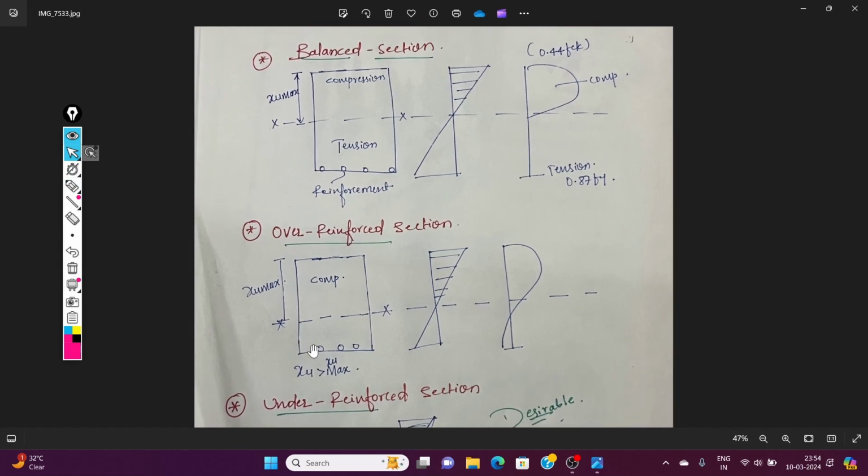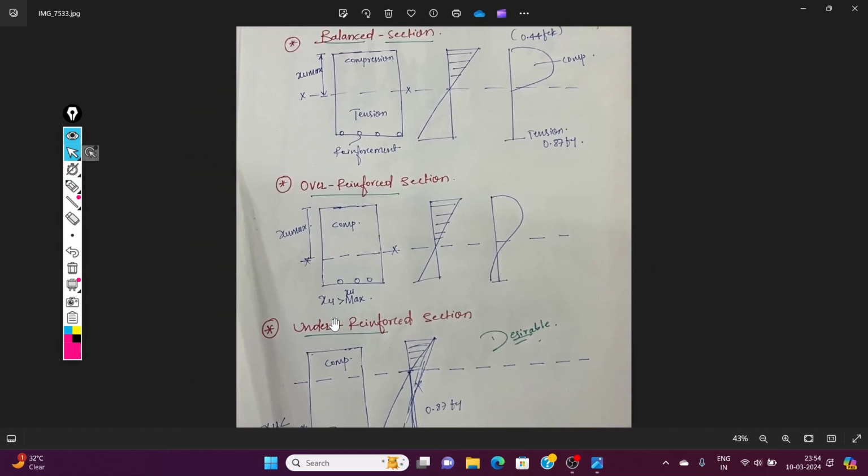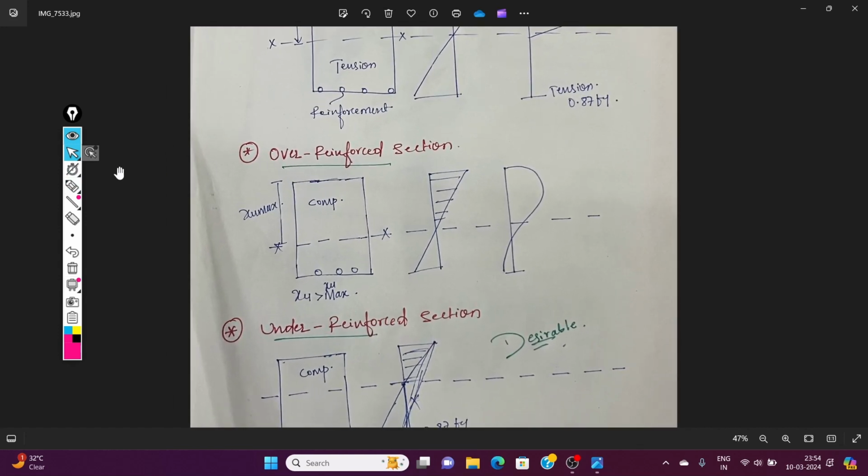The second one is the over reinforced section. In the over reinforced section, the concrete is reaching its limit here in the compression zone, because concrete is strong in compression and weak in tension. Steel is weak in compression and strong in tension.